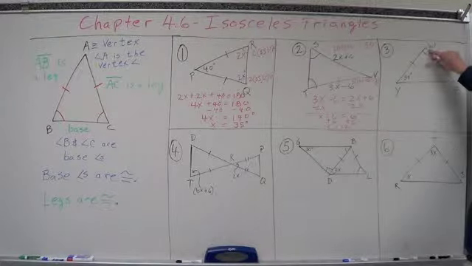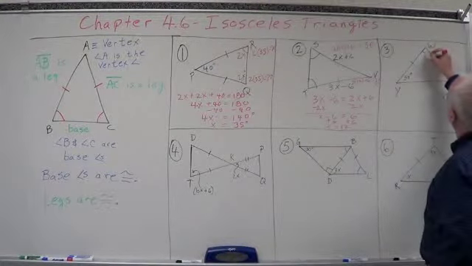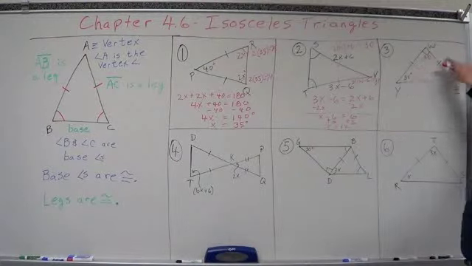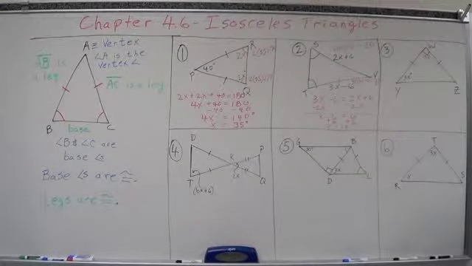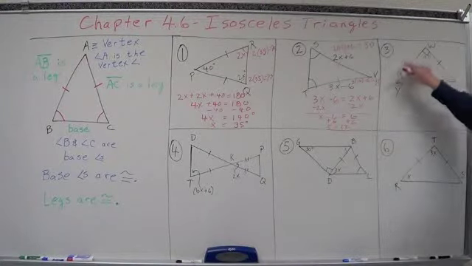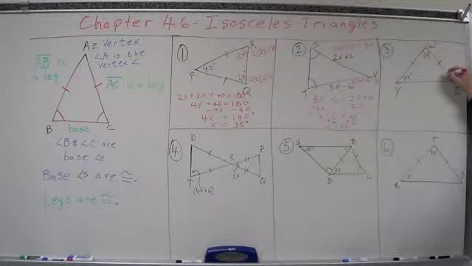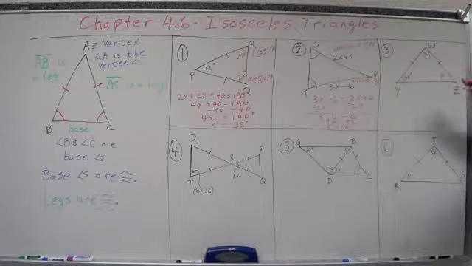This one right here, we're given that this is a perpendicular or a right angle. So we know that this right here equals 90 degrees. Well, we're given that these two sides are congruent. What do we know about this angle right here? The angles opposite congruent sides are congruent. So that means this right here is congruent to this one, so this has to be 3x.